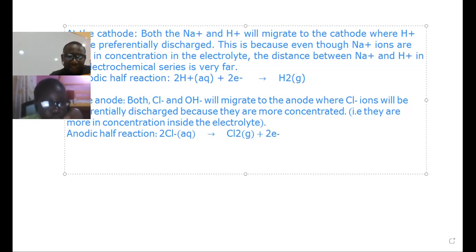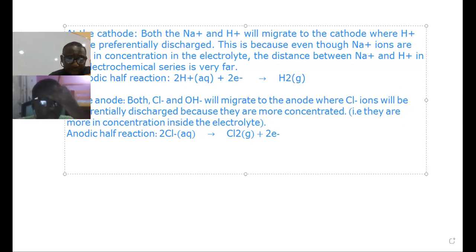So that means that at the end of the electrolysis, the electrolyte will become alkaline because hydrogen ion has been removed, chlorine ion has been removed. That makes the electrolyte alkaline. So do you understand those two things I said? Number one, effect of position of ions in the electrochemical series. Number two, effects of concentration of ions.